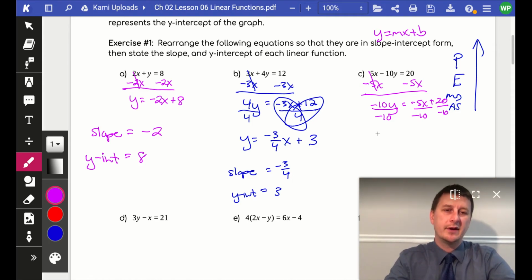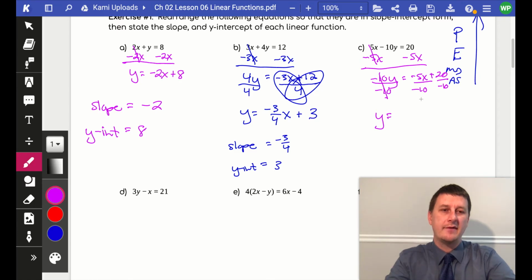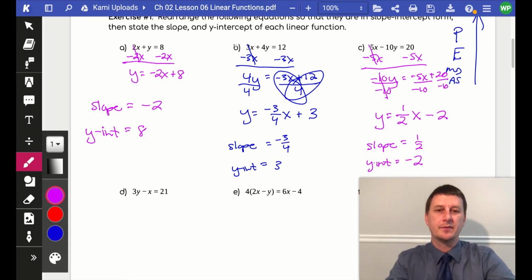So now I have negative 10 divided by negative 10. Those two cancel out. I'm left with just y. That's what I want. Just y equals negative 5 over negative 10. That's going to be a positive, and I could simplify that fraction to 1 over 2x. And 20 divided by negative 10 is going to give me negative 2, which means my coefficient of x, which is my slope, is 1/2, and my y-intercept, which is the constant by itself, remember, the sign in front matters. It's a negative 2, my y-intercept.